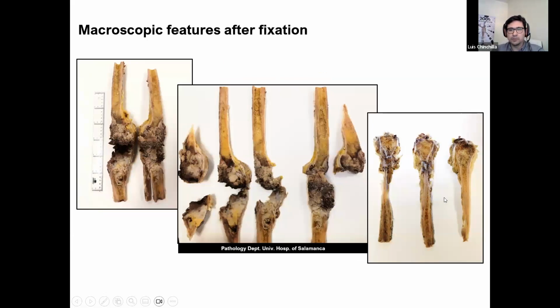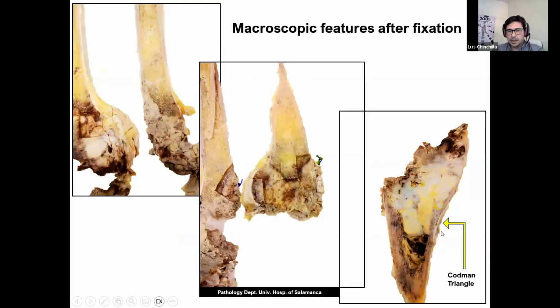The fibular bone was respected. And this is maybe a kind of Codman triangle, but radiologists never talked about this possibility. So I was lost with other options, right? But this is probably the classic microscopic or gross appearance of a high-grade osteosarcoma.